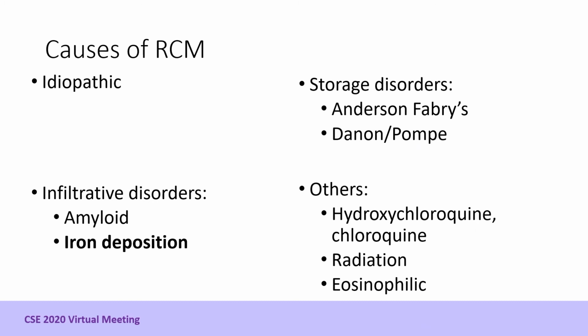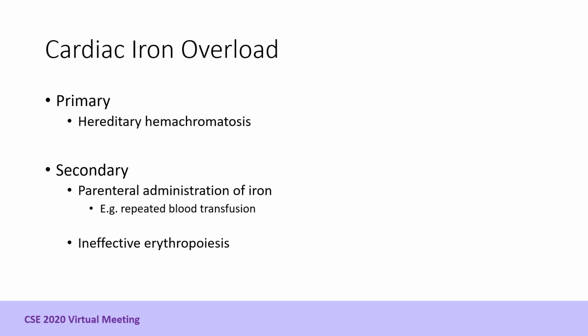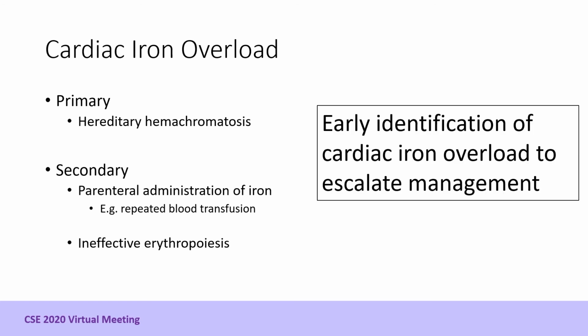Next, we'll review some of the findings of iron deposition. Although there are many underlying causes of cardiac iron overload, our goal is similar in all of these disease states, which is to identify cardiac iron overload as early as possible to escalate management and prevent progression. There are no specific findings on echo, so I'll focus on the MRI findings.